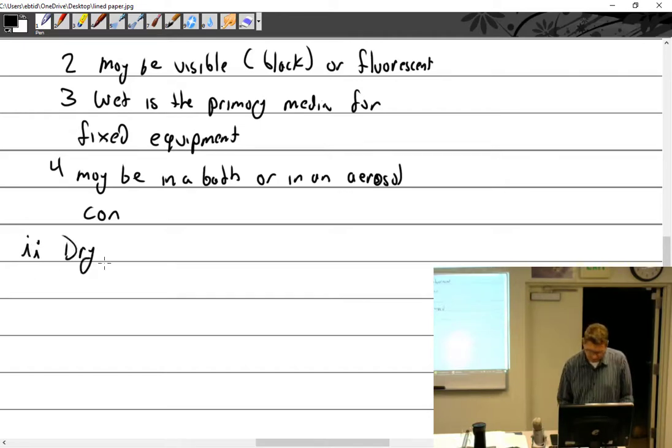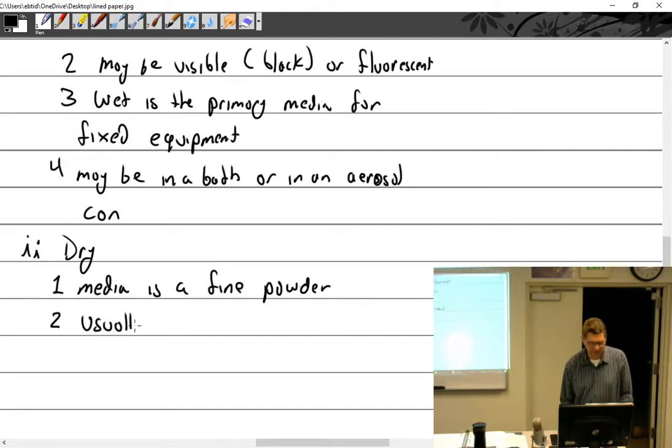Beer. All right. Then we have the dry powder. The dry media is a fine powder. It's not too fine. Usually a color that provides high contrast.